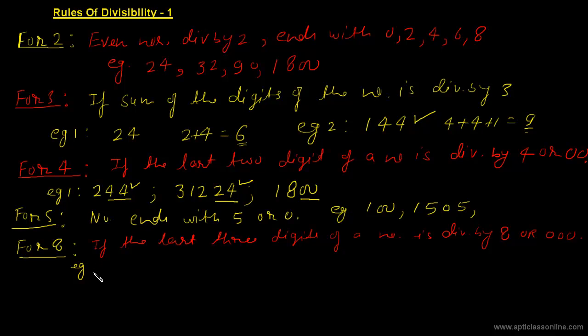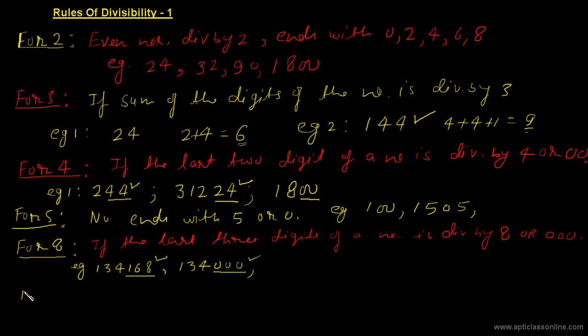you can take any example like 134,168. So we have to check whether this number is divisible by 8 or not. So we check the last three digits. 168 is divisible by 8, and so this number will also be divisible by 8. Like if we take a number like 134,000, whether this number is divisible by 8 or not? Yes, it is divisible because the last three digits are 000.